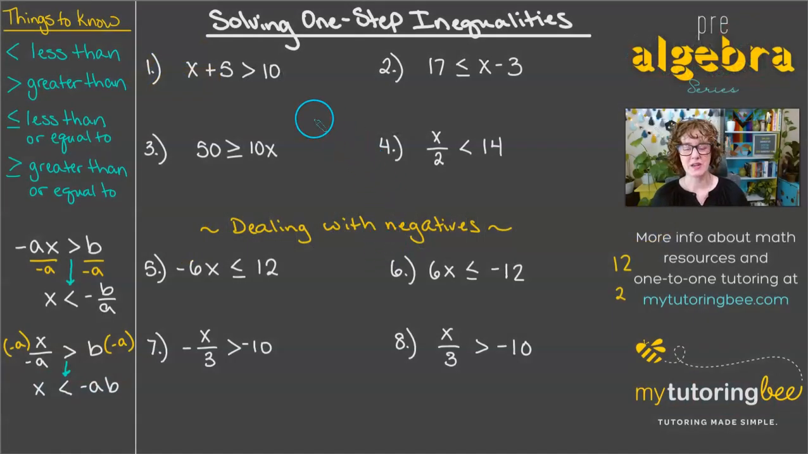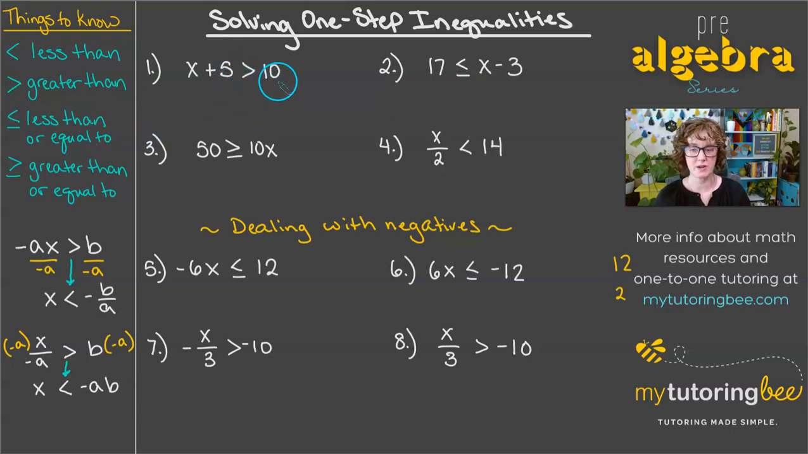All right, so inequalities are very similar to equations when we're solving. The only new rule that we have to remember is that anytime we are dividing or multiplying by a negative number, we need to flip the sign. We'll get into some of those examples down here with these last four problems. Let's go ahead and start with this first problem.